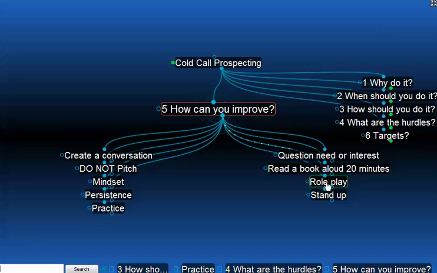Role play the conversations in your office, in your team. If you're part of a larger sales team, certainly role playing is a good thing. And lastly, I will say that you can improve your call conversions to meetings by standing up at the time of making the call. When you stand up, the conversation is a lot easier for you, and the words that you use will also be a lot easier.